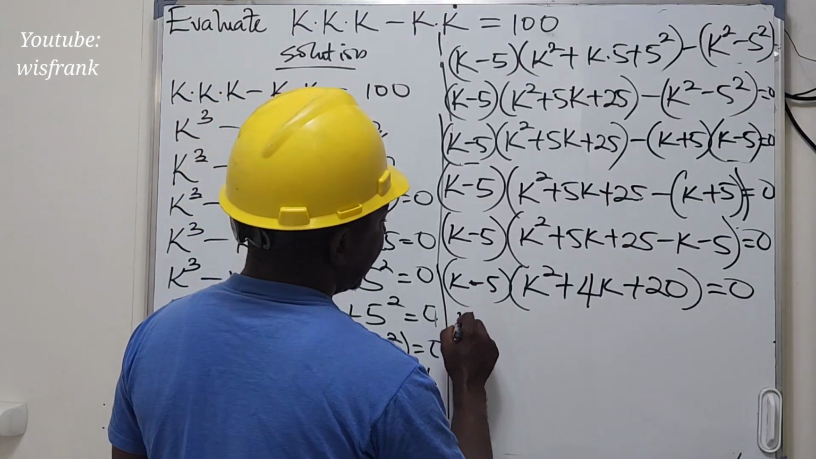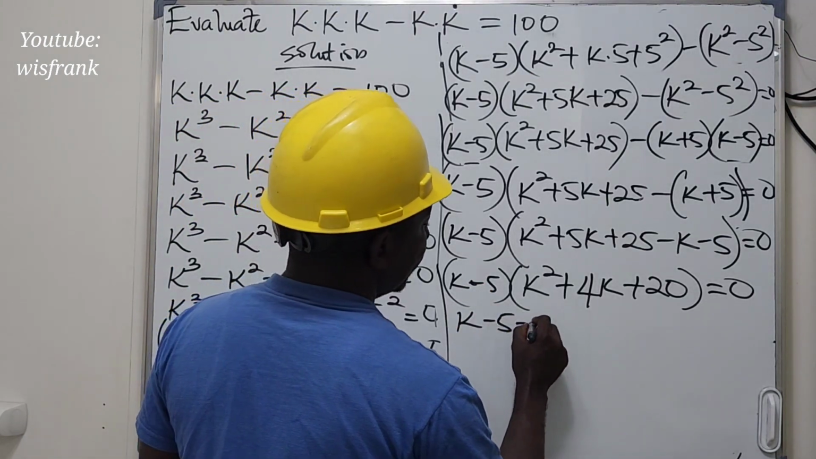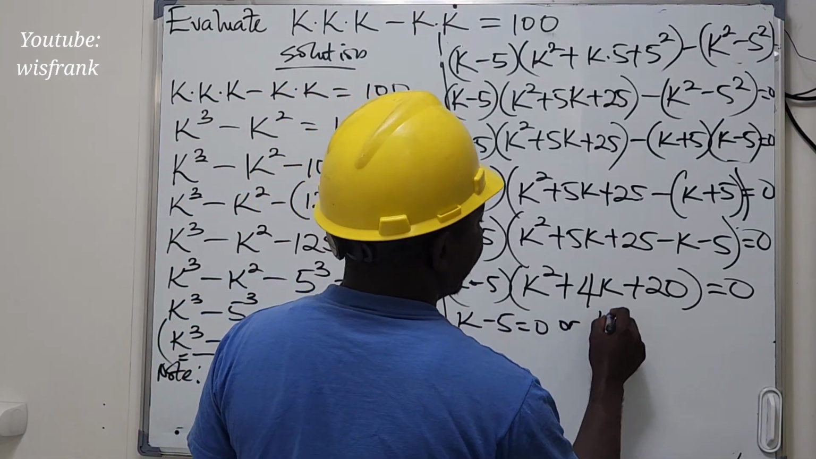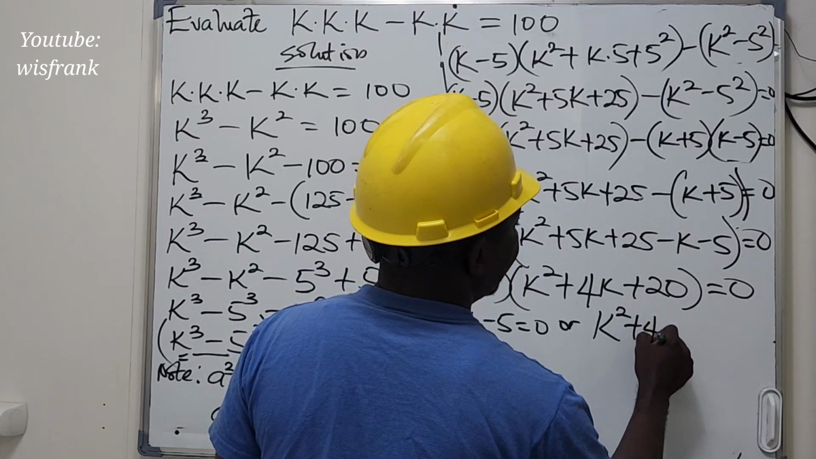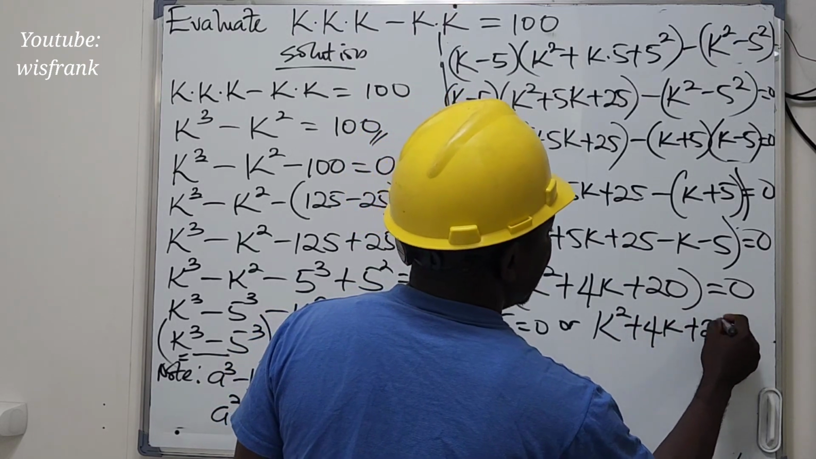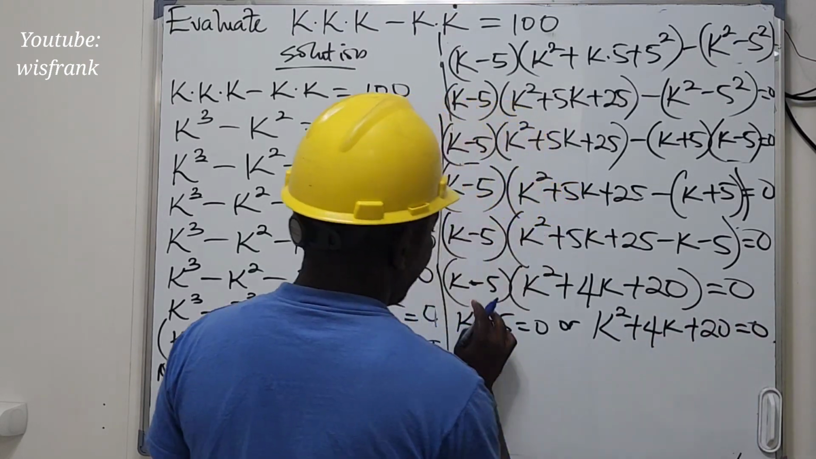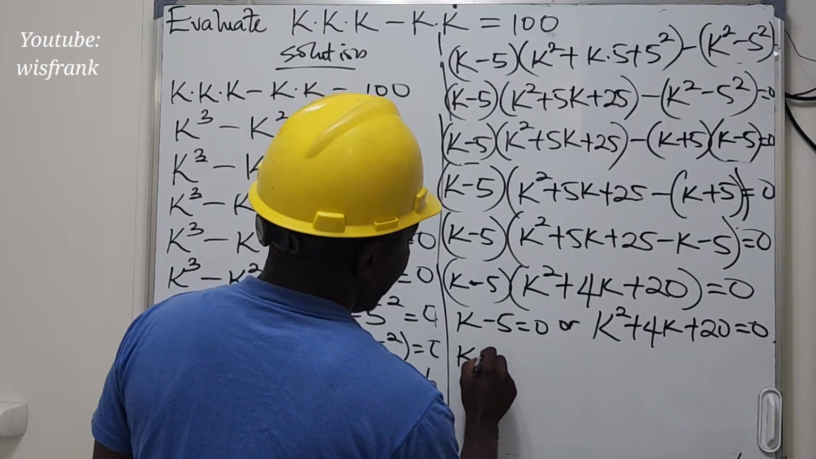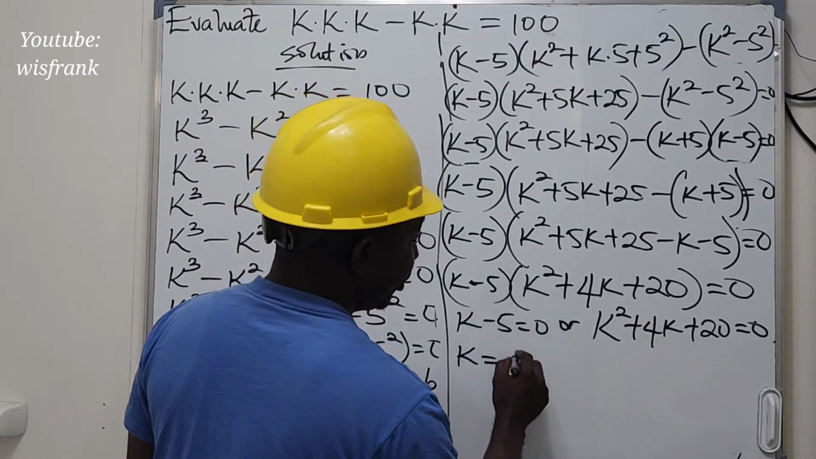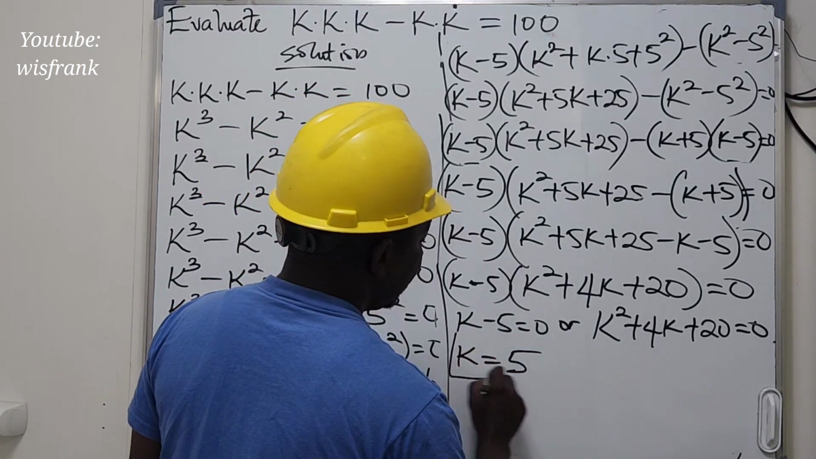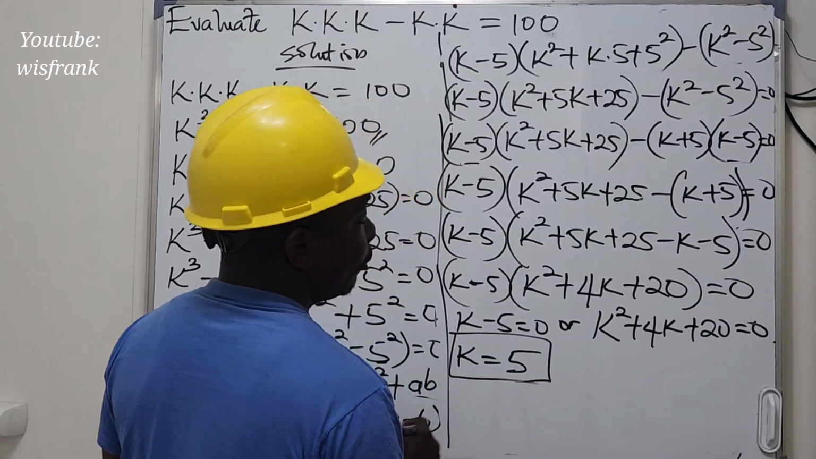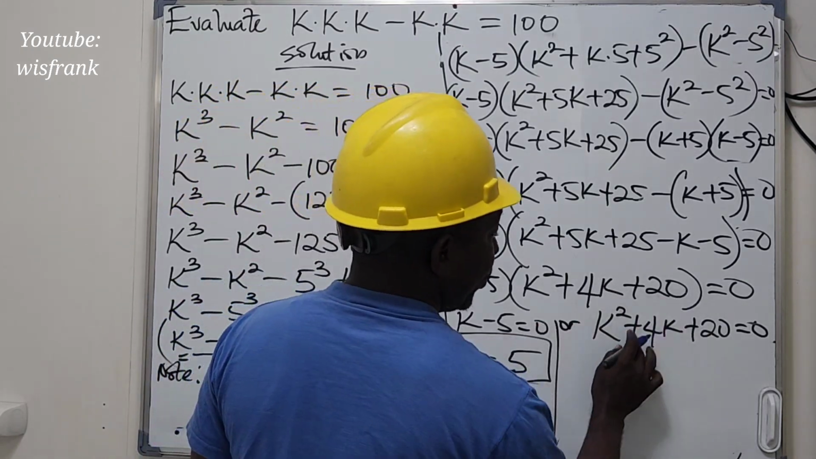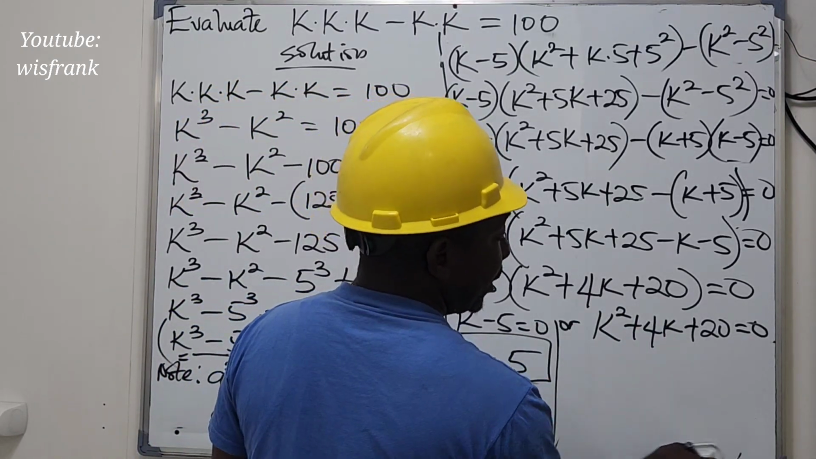So the first one, which is k minus 5 equals to 0, or we have k to the power of 2 plus 4k plus 20 equals to 0. So for the first one, which is k equals to, when minus 5 transfers into this other side, it becomes 5. So this is the first value of k that we have. So this second value of k, which is this one, is a quadratic equation.